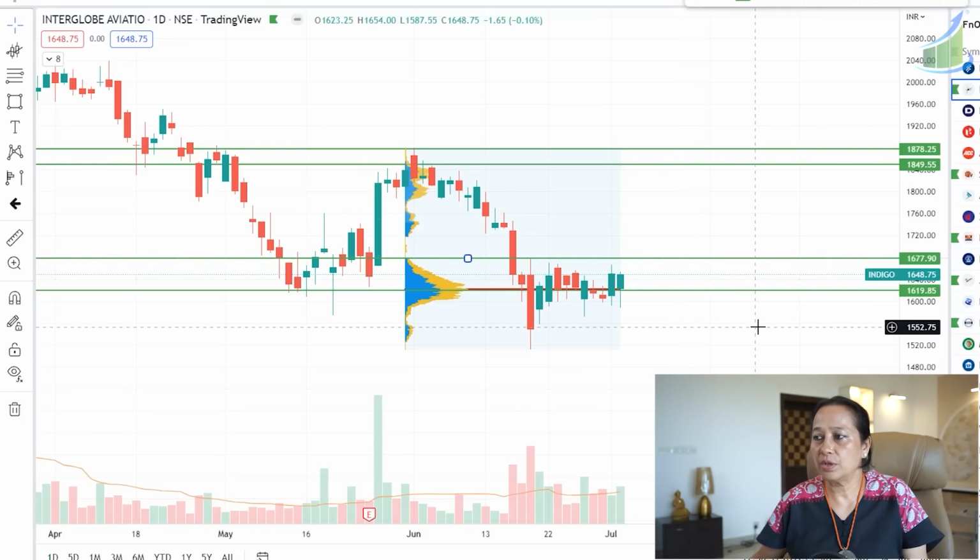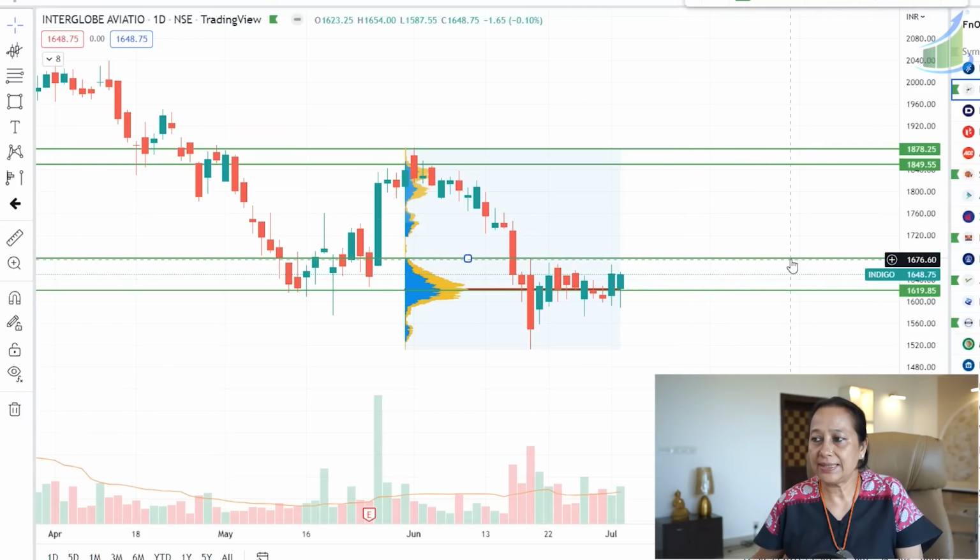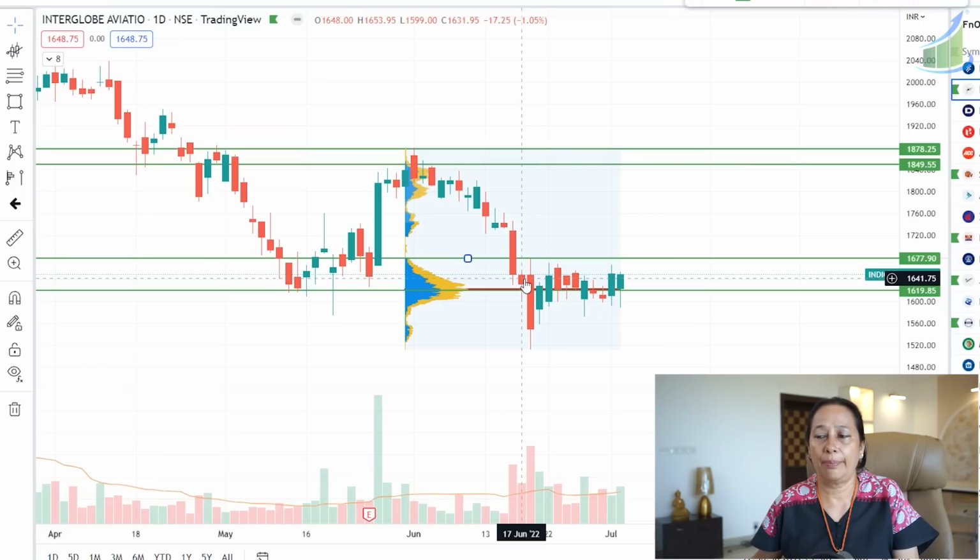So have a look at the price, now you know where the buyers or the sellers are standing. In case price goes above 1678 or 1680, you can expect it to give a good move up, because here a lot of accumulation is happening. So this is a very, very good indicator as far as investment is concerned.